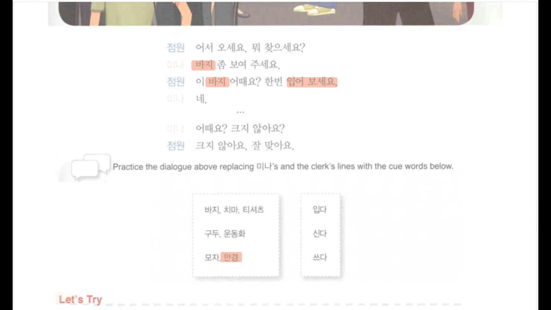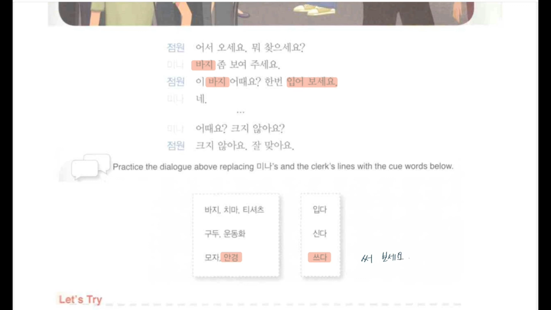자, this time let's practice with 안경. 안경 뭡니까? Glasses. Wear glasses. 어떻게 말해요? 쓰다 말해요. 그래서 how would you say please try wearing these glasses? 어떻게 말해요? 한번 써 보세요. 오케이? 한번 써 보세요.